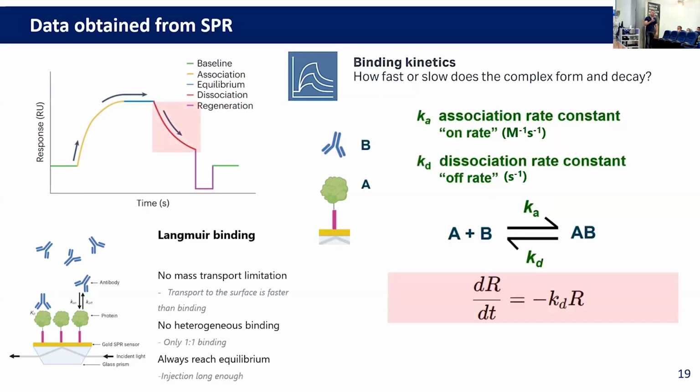And for this kind of simplification, the dissociation part is controlled by this equation here. Very, very simple equation. If we solve this, we will obtain a single exponential that fits this part in here, and therefore we can obtain the Kd. Higher Kd means faster dissociation. Of course, you don't need to solve these equations. The equipment does it for you. It will give you directly the Kd.